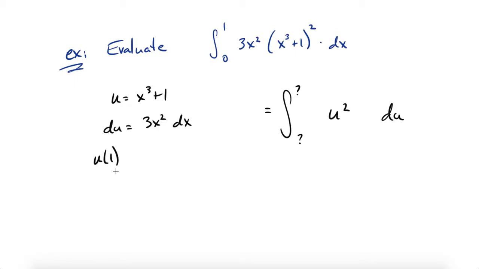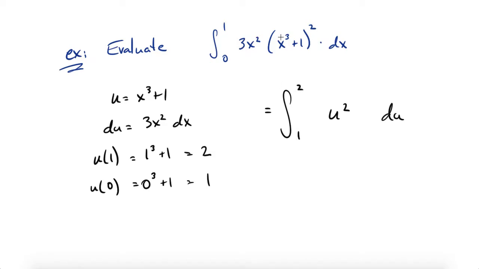So specifically, we're going to calculate u of 1 and u of 0 and see what those values are. So u of 1 meaning I'm going to take u, which is x cubed plus 1, and plug in this value for x and see what I get for u. Right? So in this case, I'll get 1 cubed plus 1, or 2, and here I'll get 0 cubed plus 1, or 1. So my new integral is from 1 to 2.